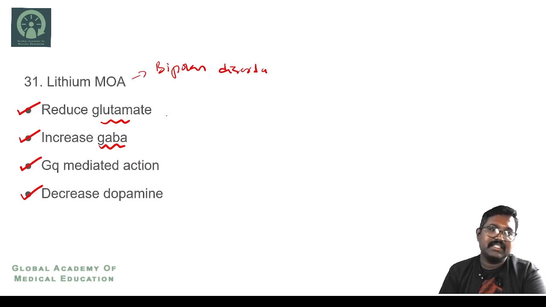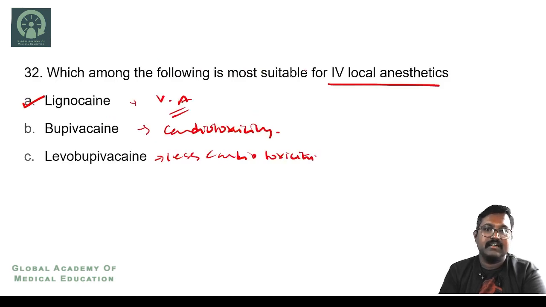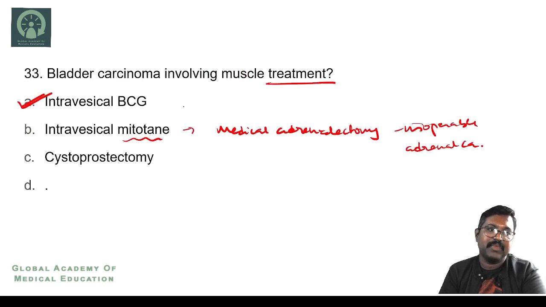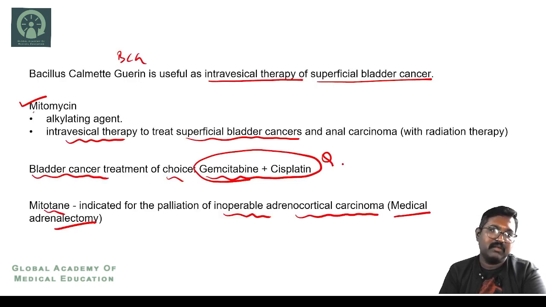So lithium mechanism, if you were to see this anywhere in the options, you could have chosen this, and this could have been the right answer. It reduces the glutamate activity, it increases the GABA activity, it is Gq coupled mediated action, it decreases the dopamine, which is mainly used in the treatment of bipolar disorders. So which is the most suitable drug for IV local anesthetic? That is the lignocaine. And bladder carcinoma involving muscle, the treatment will be the intravesical BCG, or if you have given mitomycin, you can choose mitomycin or gemcitabine or the cisplatin.